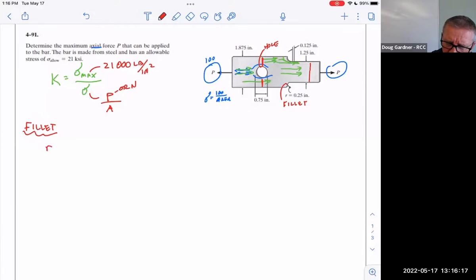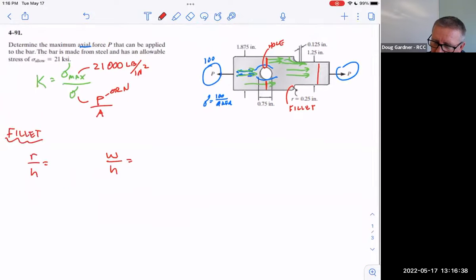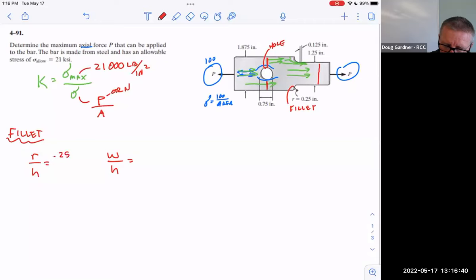But I remember it was asking for, I think, R over D, was it? Was it W over D or no? What is it? R over H. And W over H, that was it, wasn't it? Yes. There we go. So I've got to figure out what those two things are. Well, R was the radius of the fillet, and I can see here that that's 0.25 inches. And then the height was this.